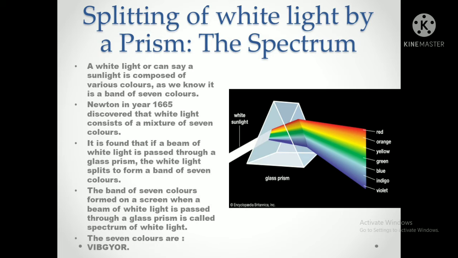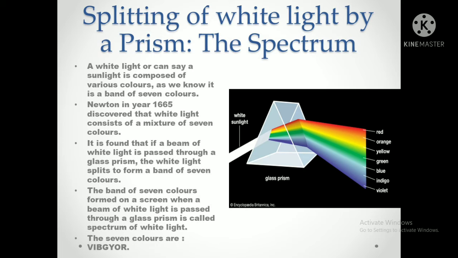The band of these 7 colors formed on a screen when a beam of white light is passed through the glass prism is called the spectrum of the white light. And these 7 colors are what? VIBGYOR, we know. V for violet, I for indigo, B for blue, G for green, Y for yellow, O for orange, R for red. VIBGYOR.